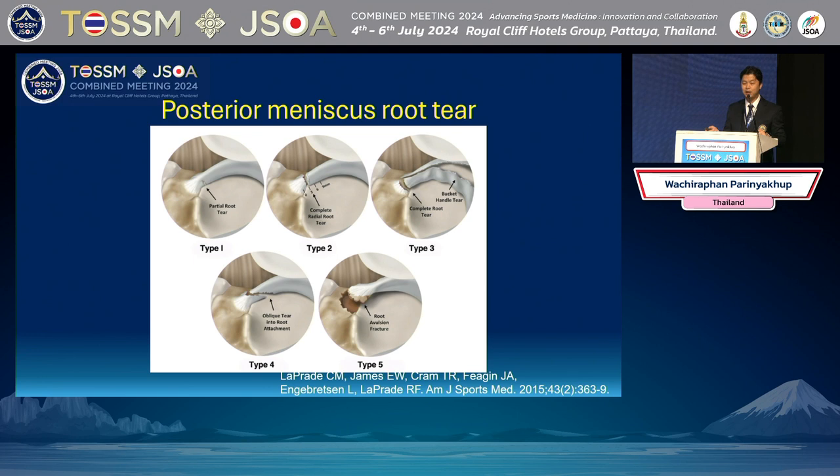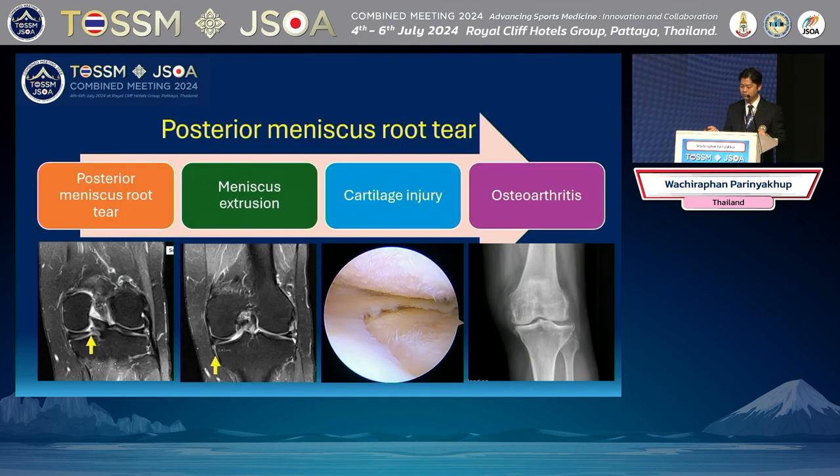So in the last part, the classification divided meniscus root tears into 5 categories, and type 2 is the most common. Loss of the root with a complete radial tear around the root of the meniscus results in meniscus extrusion, leading to cartilage injury and going on to painful osteoarthritis.